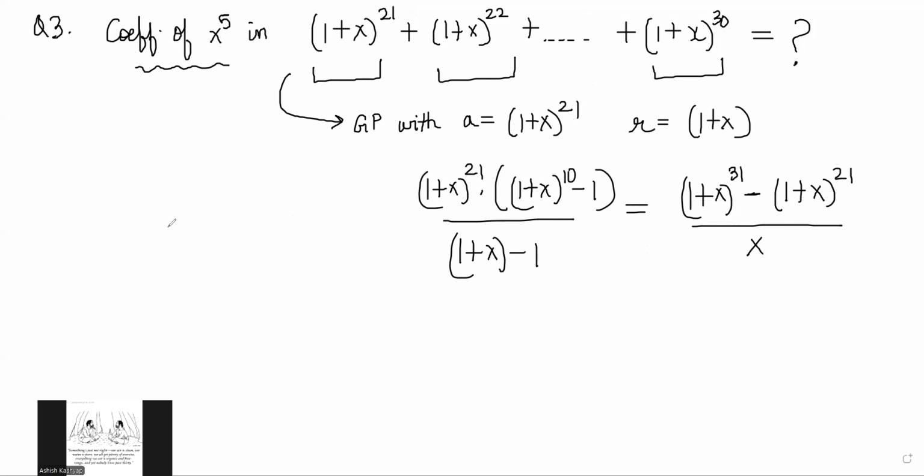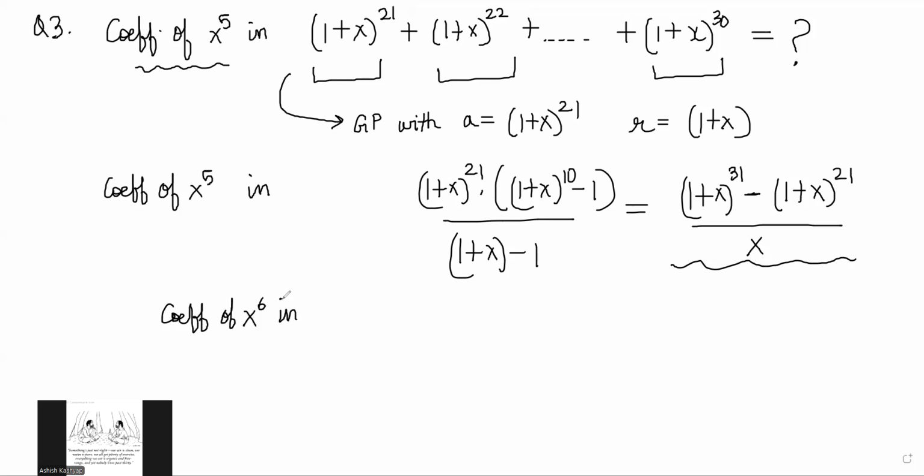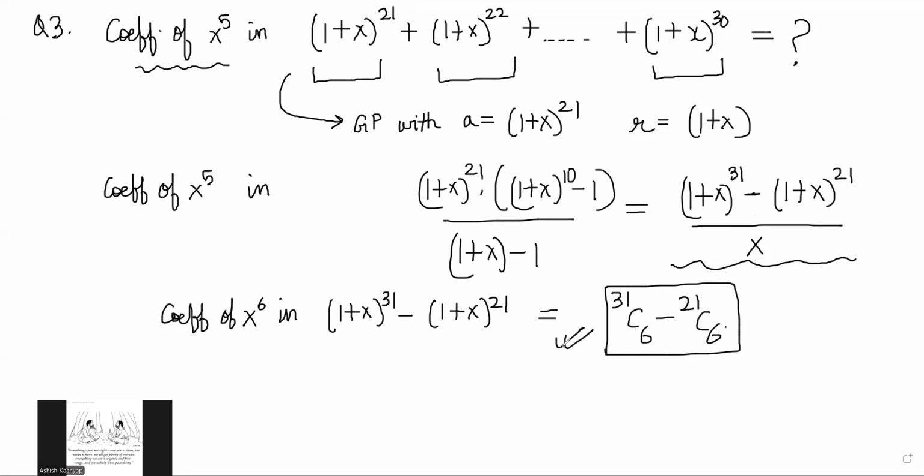Now we need the coefficient of x power 5 in this expression. So basically, because it is divided by x, we should find the coefficient of x power 6 in the numerator only, right? Because then we'll divide it by x and we'll get the coefficient of x power 5. So we need the coefficient of x power 6 in this numerator, and that is obvious. That is going to be 31c6 minus 21c6. So that becomes your answer.